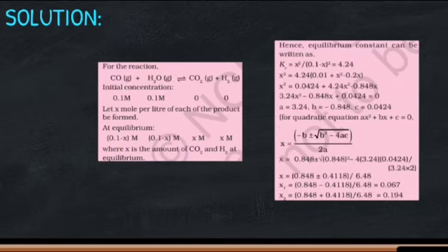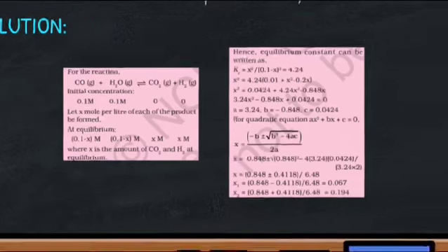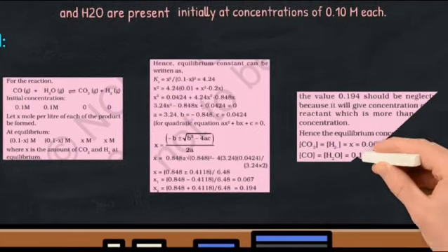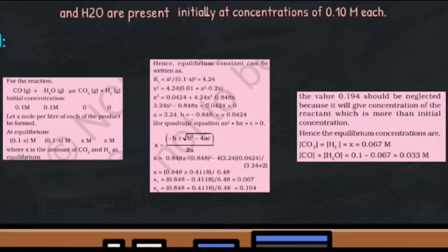So we will get x is equal to 0.848 plus minus root of 0.848 the whole square minus 4 into 3.24 into 0.0424 the whole divided by 2 into 3.24. On solving it, we will get two values of x, that is 0.067 as one value and 0.194 as another value. We will neglect the 0.194 because it is more than the initial concentration, which is not possible. So we will take the 0.067 as the answer.